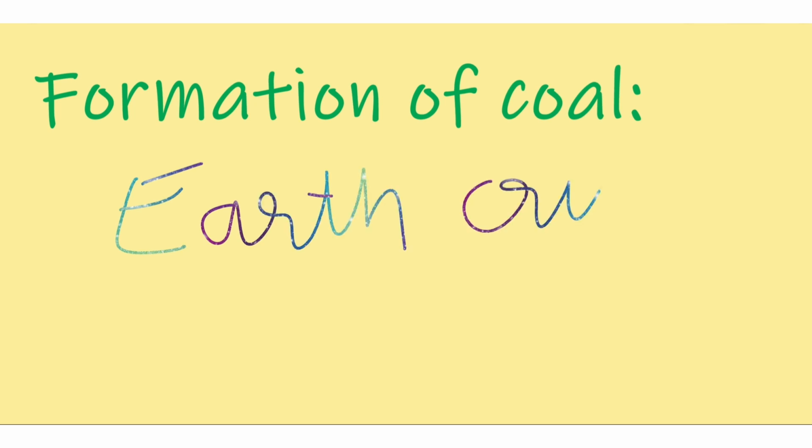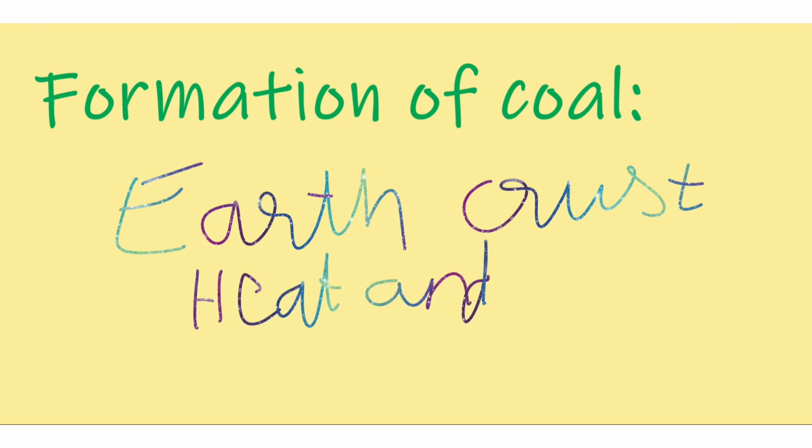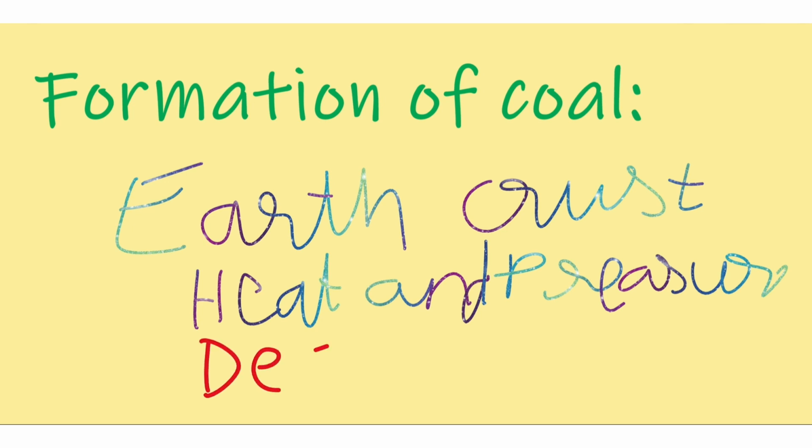Okay? So now let's see the formation of coal. Coal was formed deep under the earth's surface by great heat and pressure acting on the dead plants and animal remains. So in the earth crust, with great heat and pressure acting on dead plants and animals.